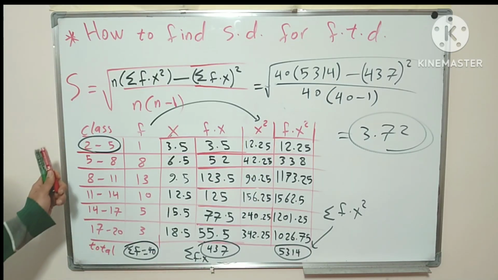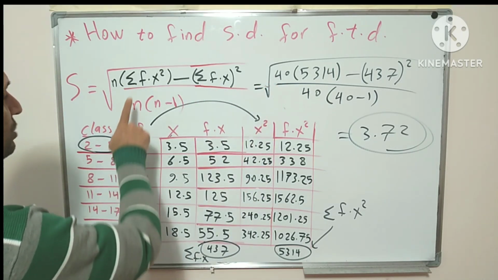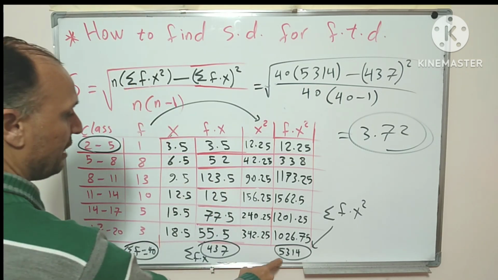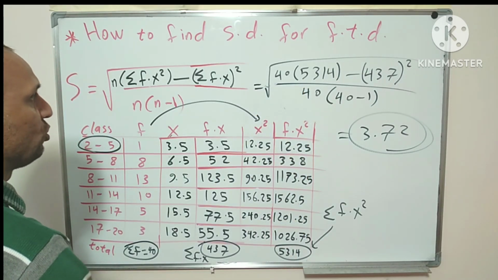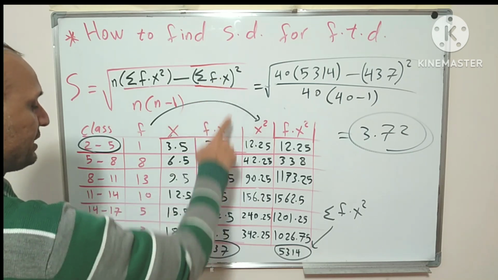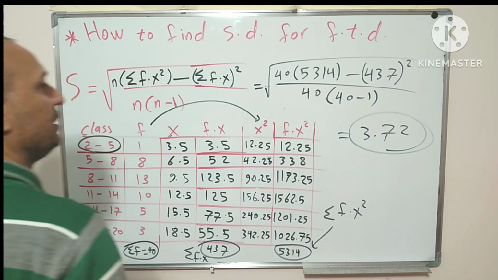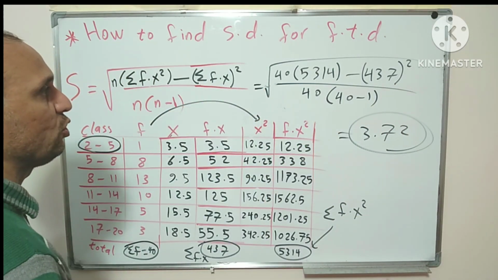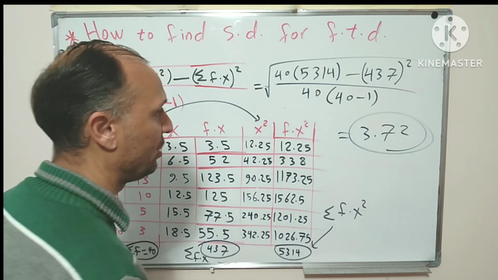After that, we return to our formula. We substitute sigma f for n, 5314 for sigma f x squared, and 437 for sigma fx, all squared. Don't forget this square. And then n is 40, over 40 minus 1. Easily you can use your calculator to find the solution, which is 3.72.